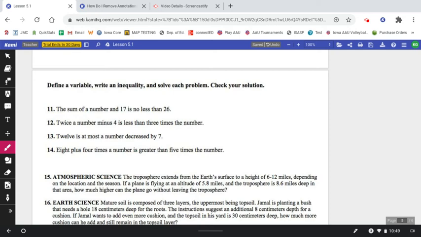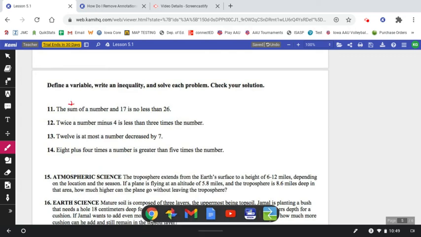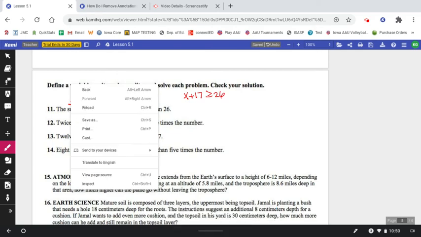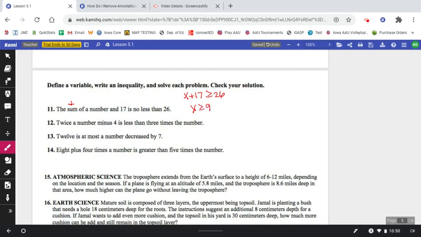Define a variable, write an inequality, solve the problem, check your solution. The sum, which means add, of a number and 17, so I'm going to add a number and 17, is not less than 26. So it could be 26, but it's not less than 26. So it needs to be greater than or equal to 26. Subtract 17 from both sides, and you get x is greater than or equal to 9. Solid circle on 9, and greater than or equal to 9 is to the right.